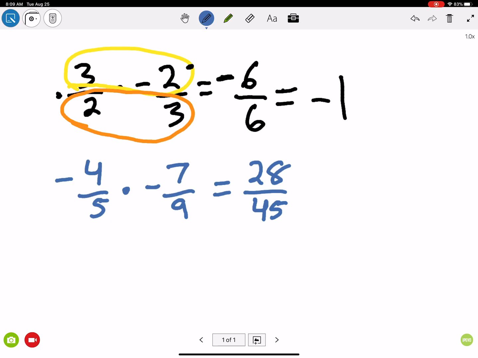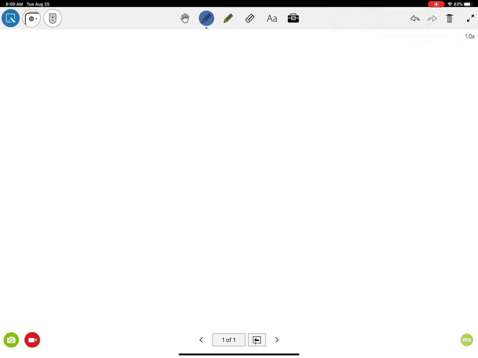You might be asking yourselves, well, do I have to reduce? In this case, there's nothing to reduce. But in most cases, unless I specify, you don't need to reduce. But if I tell you to write your answer in lowest terms, then yes, you will have to. So how about this problem?